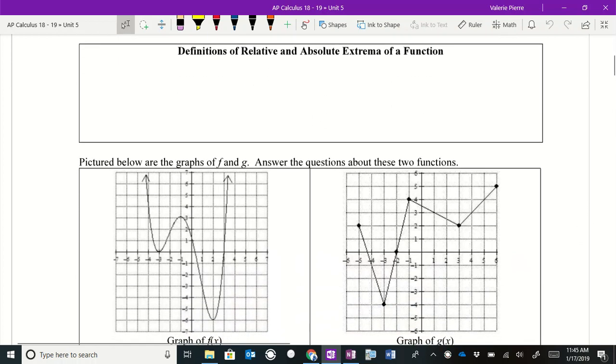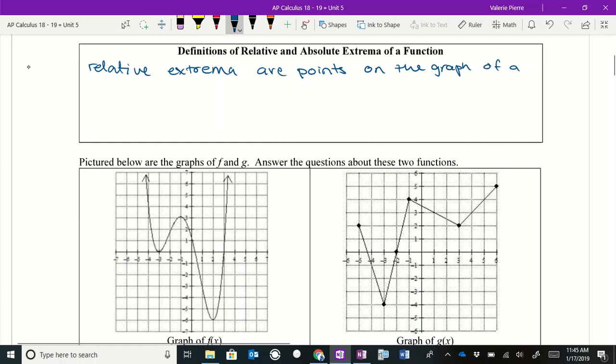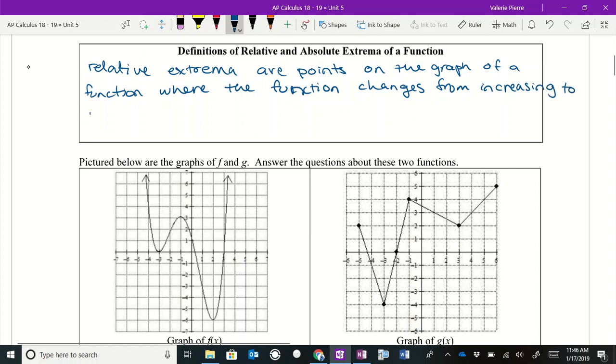So, a relative extrema are points on the graph of a function where the function changes from increasing to decreasing, or vice versa.